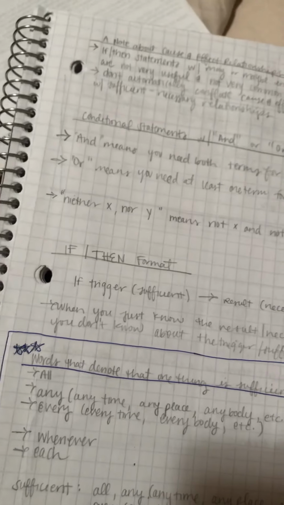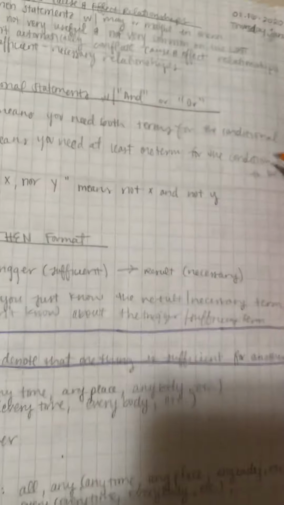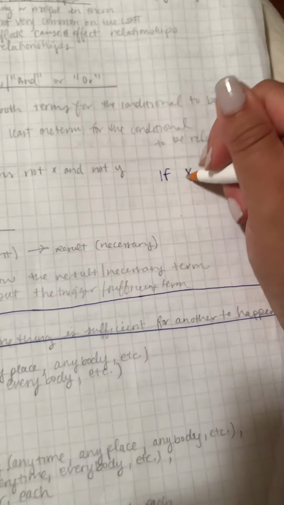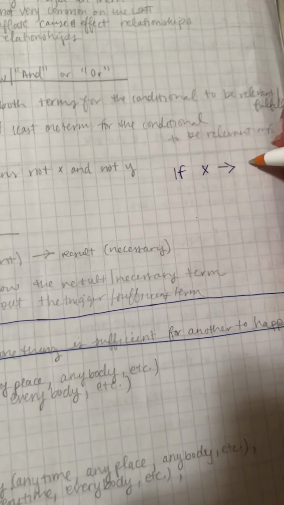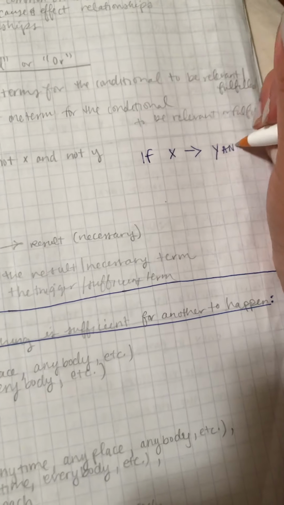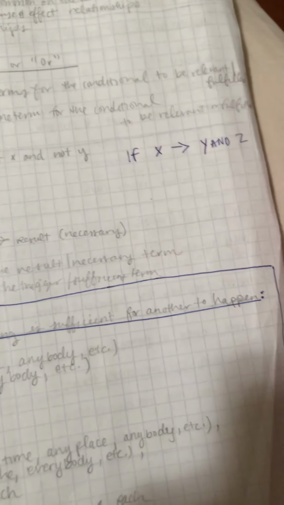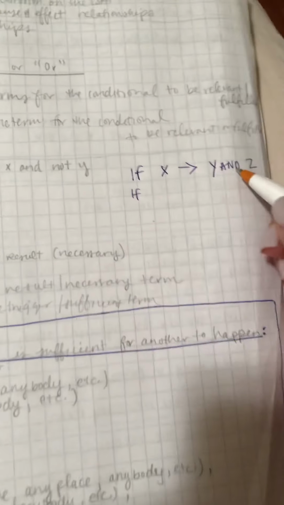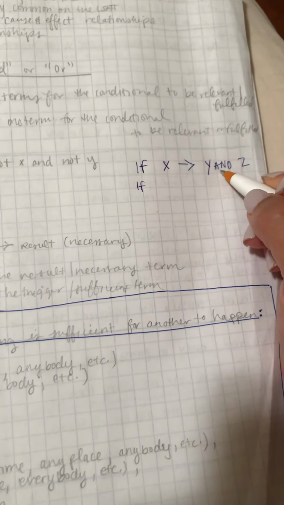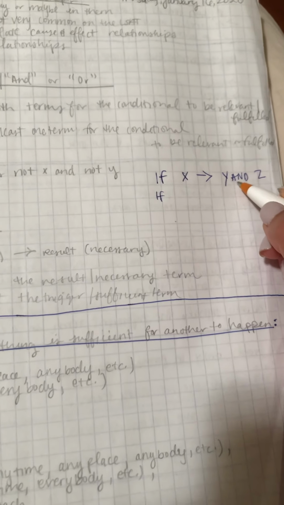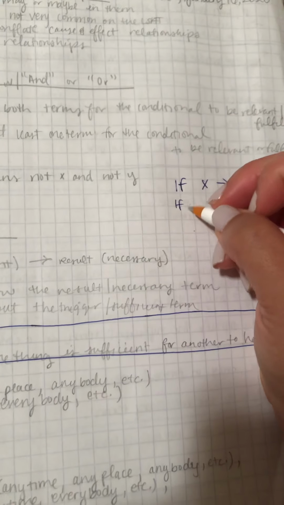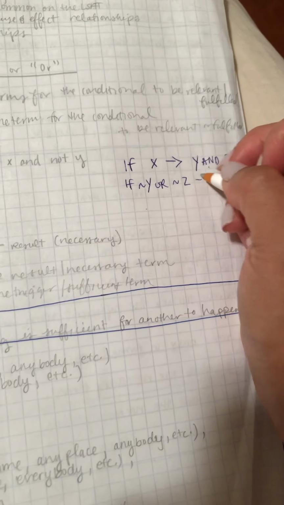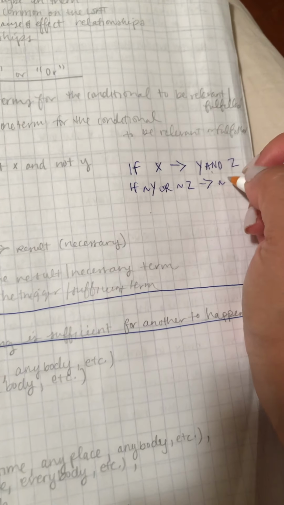I don't know if you know this already, but the way I write it: if X, then Y and Z. When you do the contrapositive, every and turns into an or, and every or turns into an and. So it's if not Y or not Z, then not X.